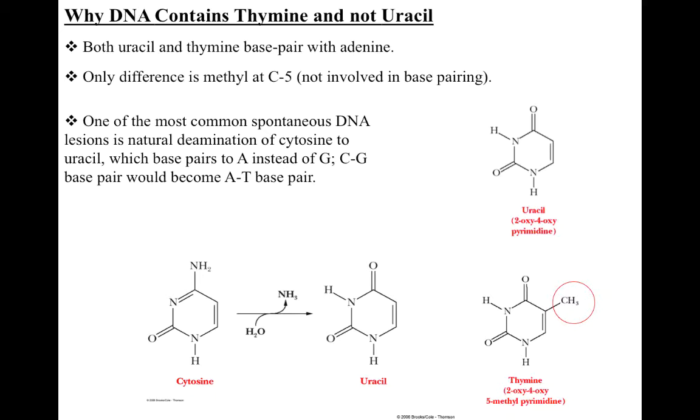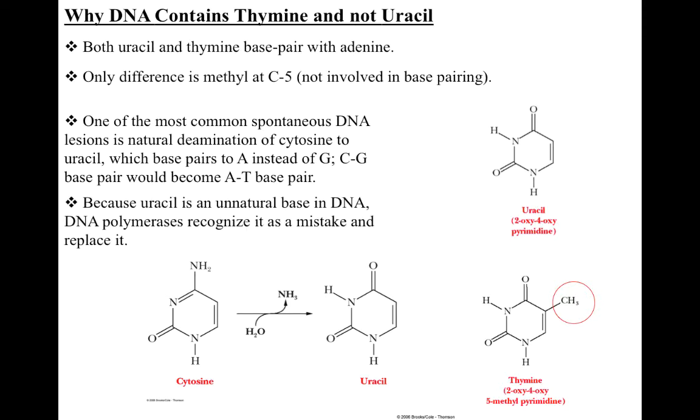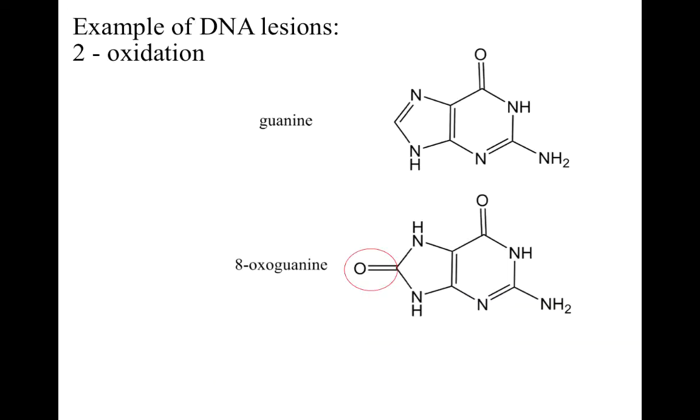And so uracil is going to base pair to A instead of G. And as a result, where there should have been a GC base pair, there is now an AT base pair. Fortunately, uracil is an unnatural base in DNA, and DNA polymerases are able to recognize that as a mistake and replace it with the correct base.